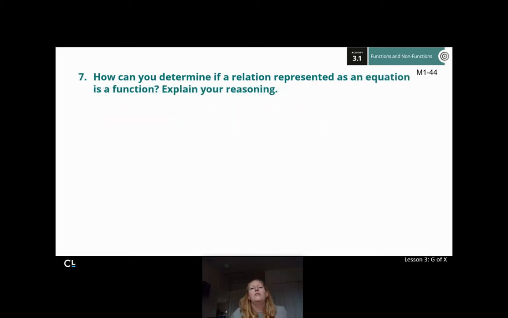What about if you're dealing with an equation? Give this one a little bit of thought. How can you determine if a relation represented as an equation is a function? Go ahead and hit pause, jot down your thoughts, and then hit play when you're ready to check.